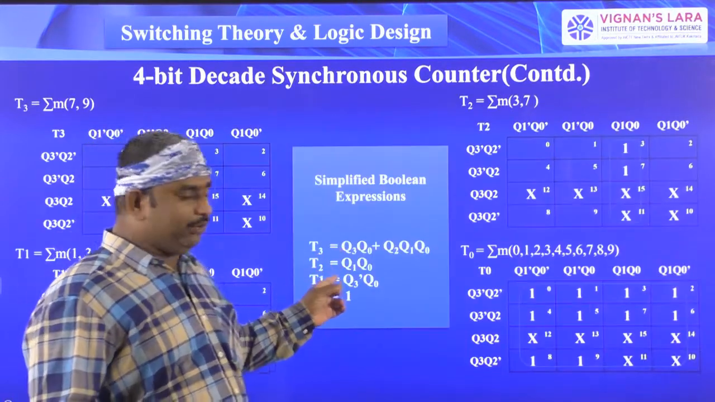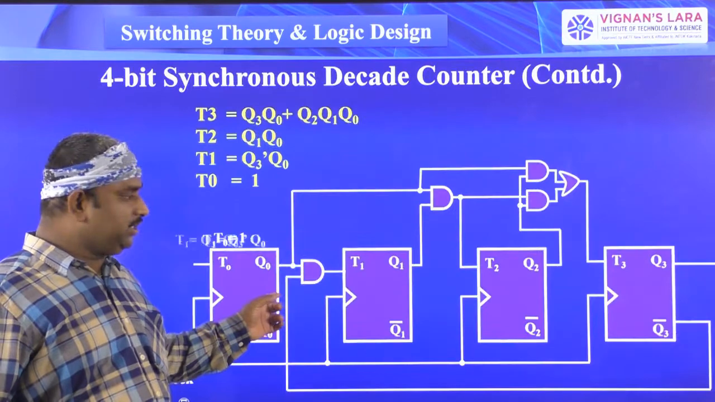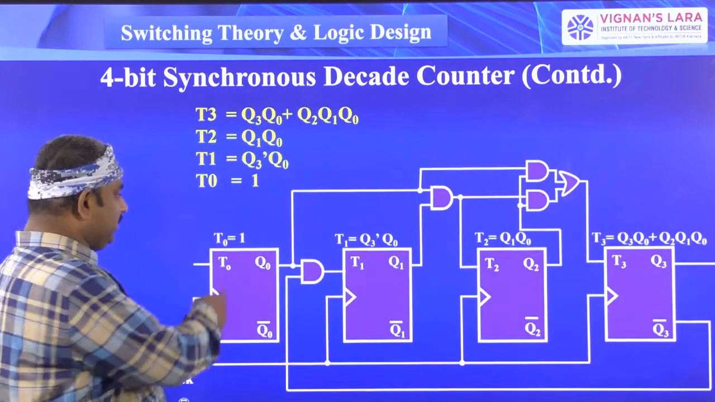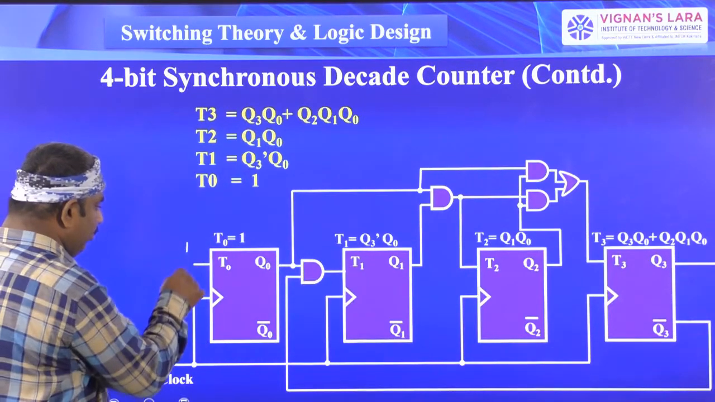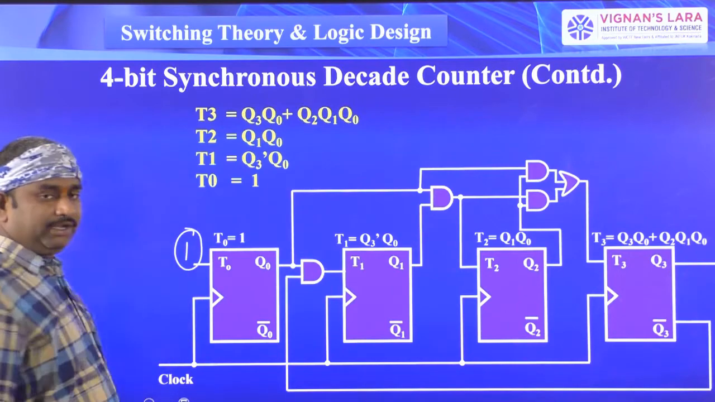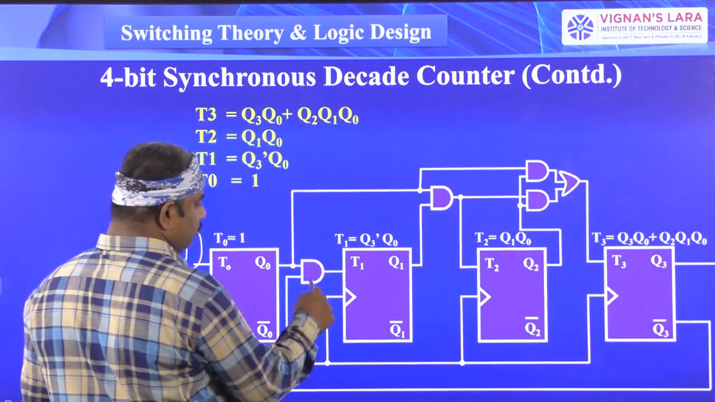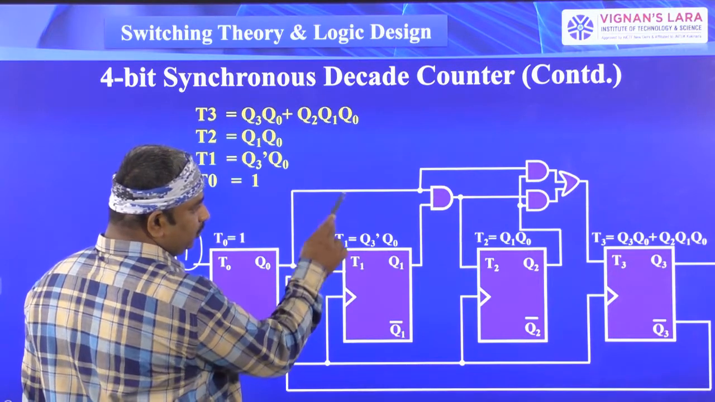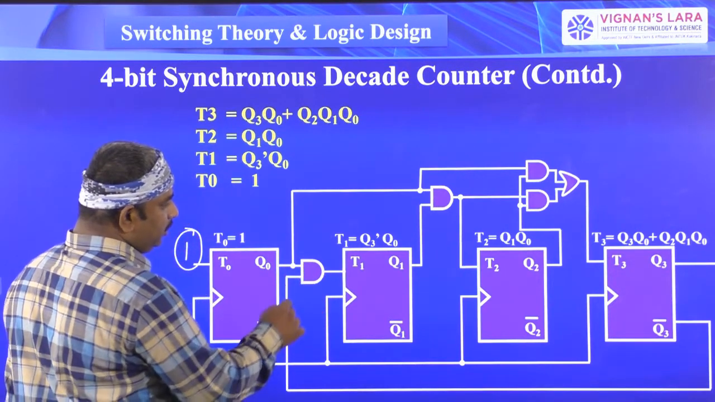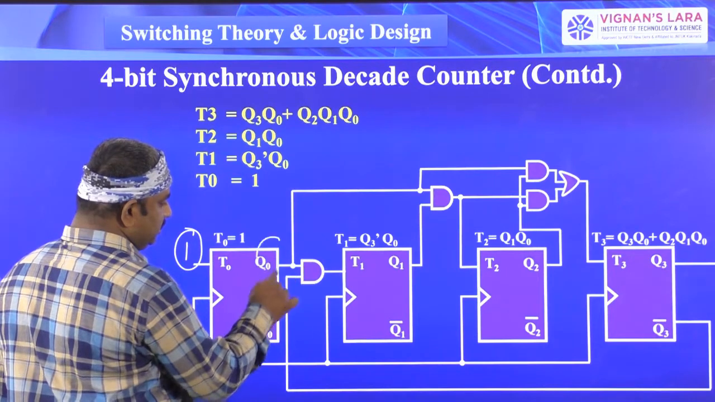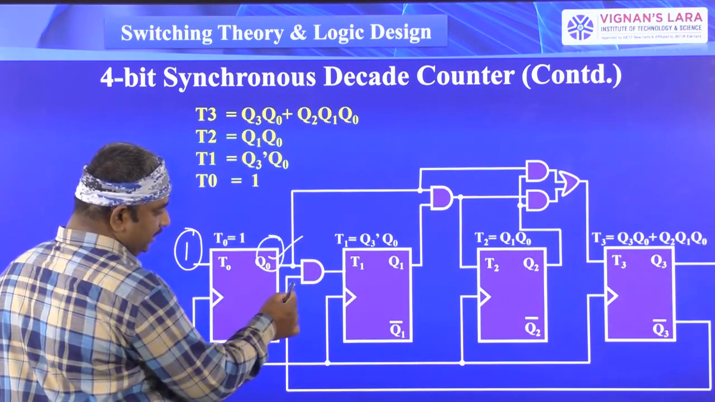So T3, T2, T1, T0. These functions you have to write here. T0 is equal to 1. That is, you have to keep it always 1 for the T0 input. And T1 is equal to Q3 bar Q0. So take the Q3 bar output here and Q0. So see here, this is the Q0. One input is over. And next, the second input.